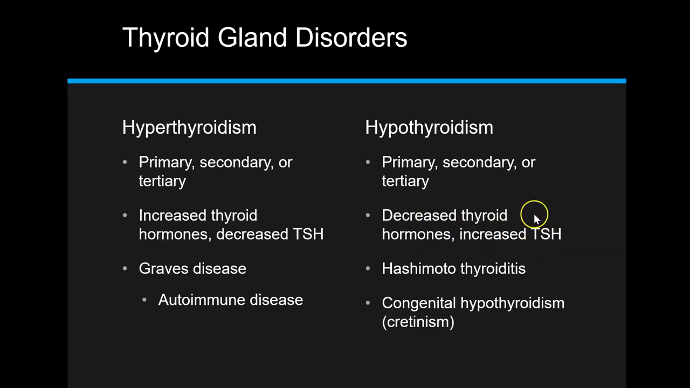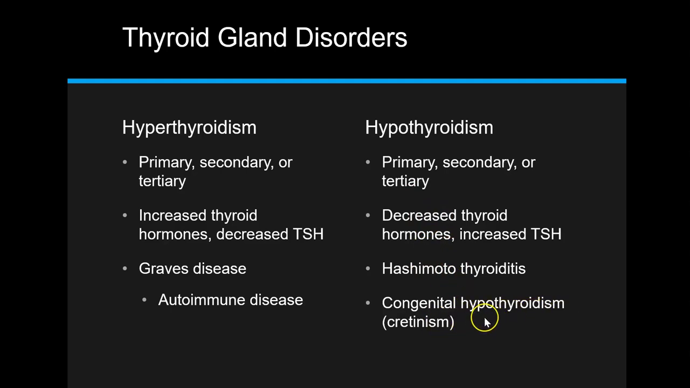One of the primary forms of hypothyroidism is Hashimoto's thyroiditis. It is another autoimmune process, but the antibodies here are to thyrotropin, to thyroglobulin and to thyroperoxidase. Anyway, the antibodies basically are interfering with the production of the thyroid hormones, which is why you have decreased levels of thyroid hormones. And there's also congenital hypothyroidism.